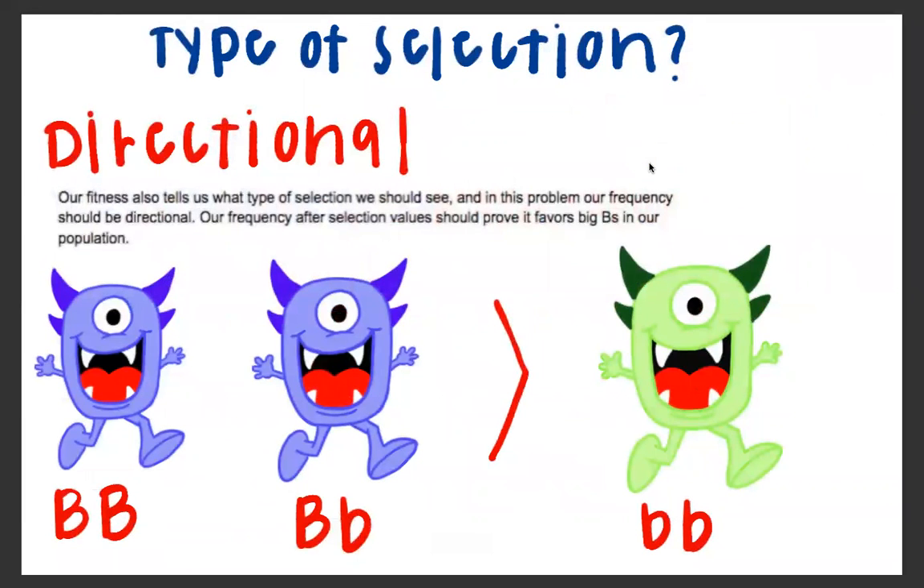Our fitness also tells us what type of selection we should see, and in this problem, our selection should be directional. Our frequency after selection value should prove that it favors big Bs in our population, and after an infinite number of generations, our population should be homozygous.